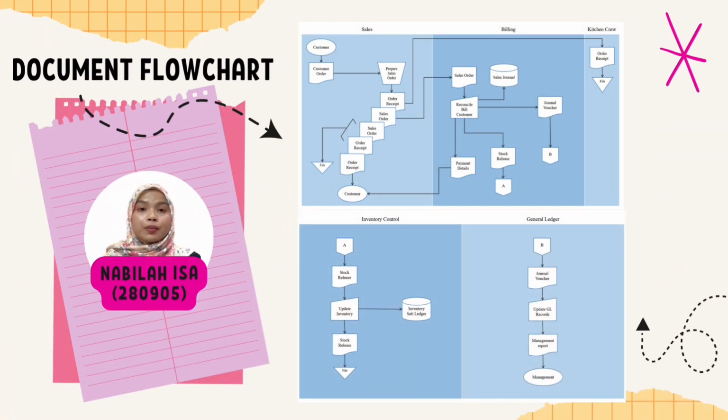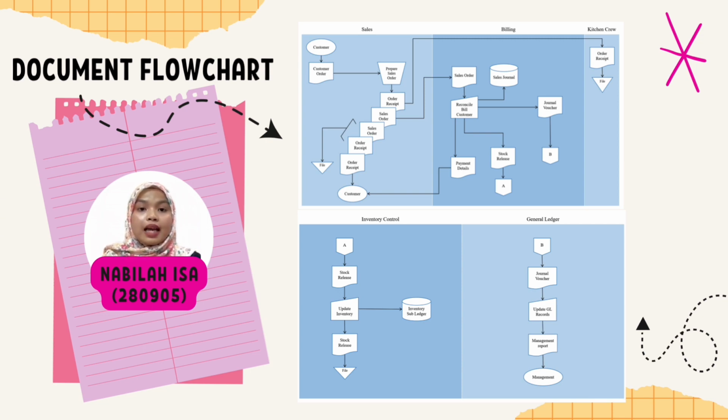I will continue the presentation, and my part is the document flowchart. As we can see, this is the basic technology sale order processing system flowchart of Sizzling and A La Carte Station UUM. It has 5 departments, which are the sale department, billing department, kitchen crew department, inventory control department, and general ledger department. This document flowchart will only be explained roughly and not in great detail.